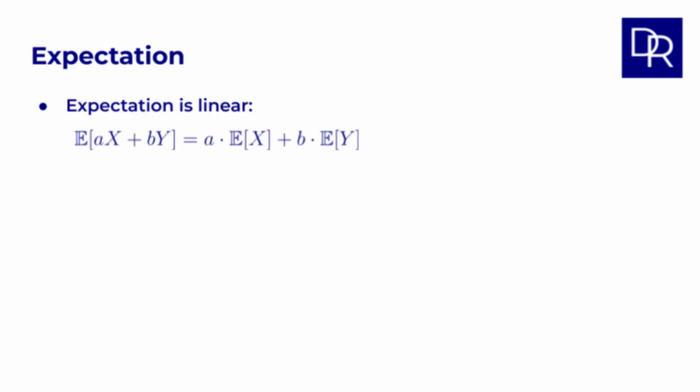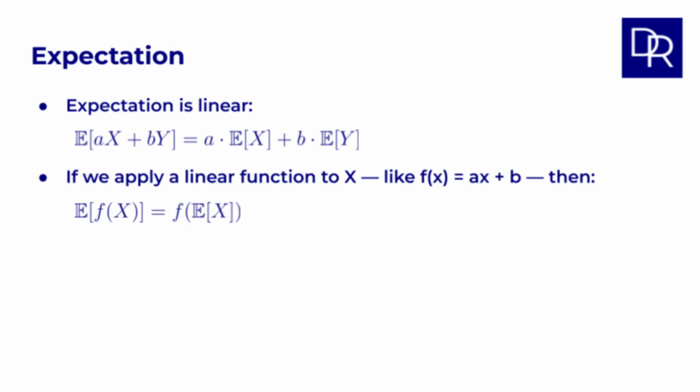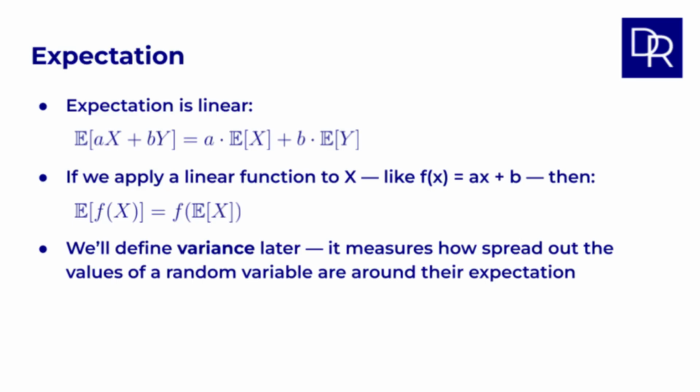Expectation is linear. This means that the expectation of a constant a times random variable X plus a constant b times random variable Y equals a times the expectation of X plus b times the expectation of Y. Similarly, if we apply a linear function to X, like f(x) equals ax plus b, so we multiply the outcome of X by a and then add b, then the expectation of this function is just the function of the expectation. We'll define variance later. It measures how spread out the values of a random variable are around their expectation.